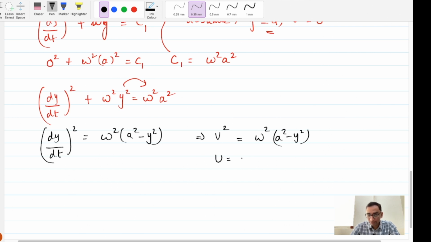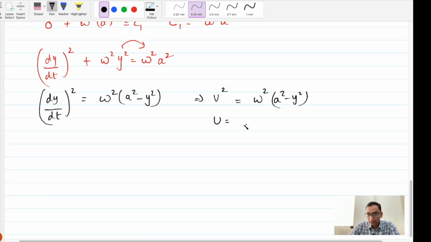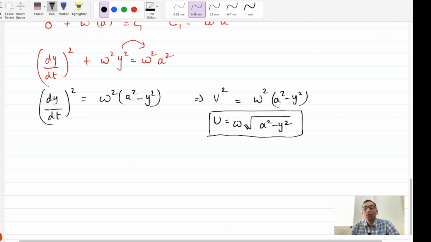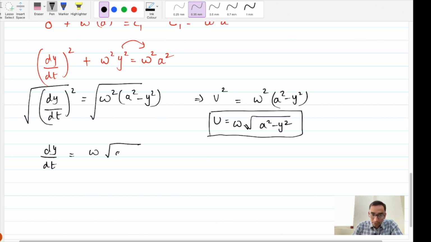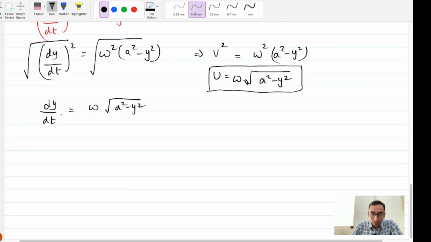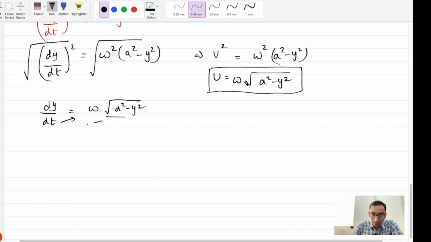Taking square root, I will get the velocity as omega times under root of a square minus y square, with omega outside. This is the equation of the velocity, right. Now, since we had taken the square root on both sides, dy by dt, that is the velocity, is omega under root of a square minus y square. Now, I am going to take this dt on that side and this part in the denominator. So, dy by under root of a square minus y square is equal to omega times dt.